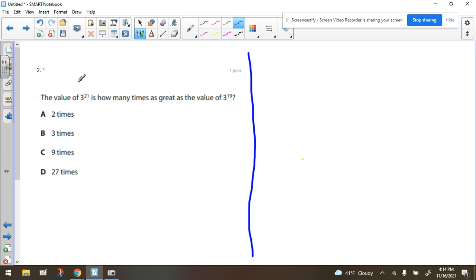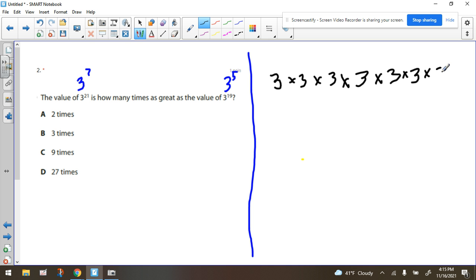So what if instead this had said 3 to the 7th power and this had said something like 3 to the 5th power? Let's compare and contrast what we would do for the simpler problem, and then we'll apply that to the more complex numbers, or the larger exponents. So if we had 3 to the 7th power, that means we would have 3 as a factor 1, 2, 3, 4, 5, 6, 7 times. That would be 3 to the 7th power.